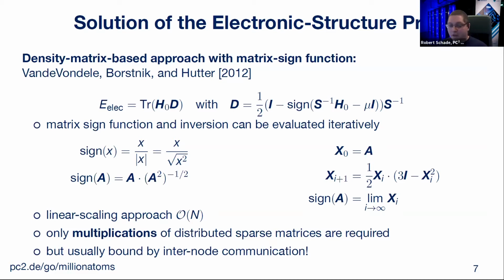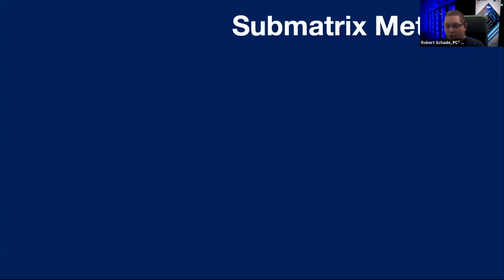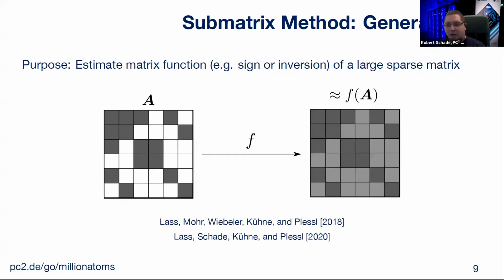However, multiplications of distributed sparse matrices are usually bound by internode communication, because you have to distribute all the blocks, and then in the multiplications you have to do certain operations that look like all-to-all operations. This is where our new method comes in, the method that we call the Submatrix Method. In the next few slides, I would like to outline the general idea of the Submatrix Method and then come to some results.